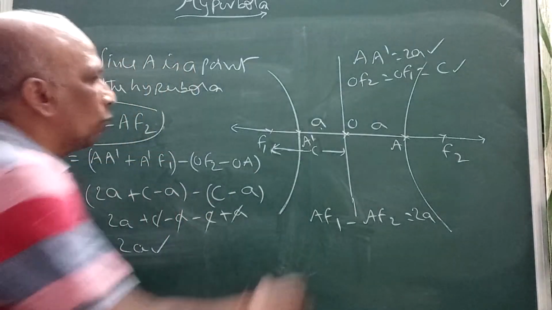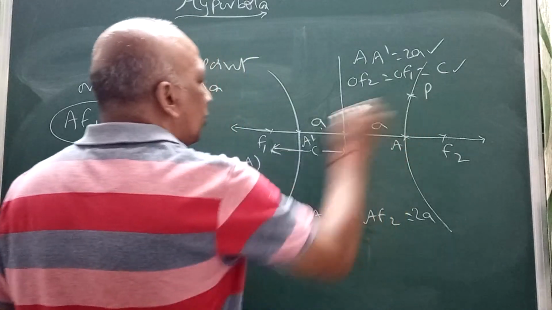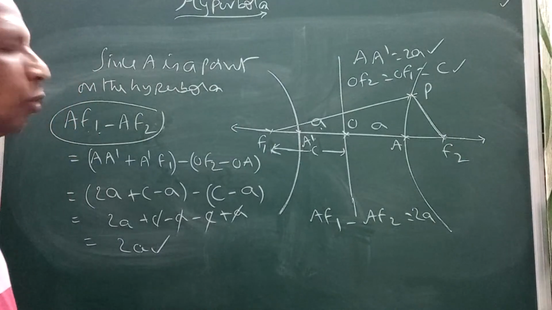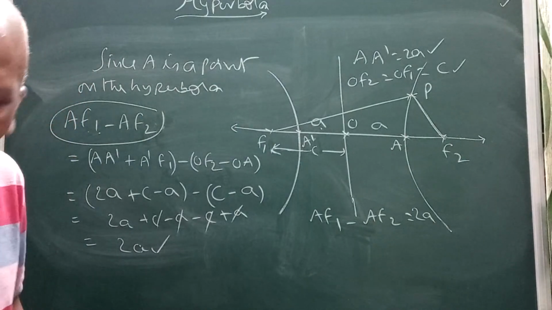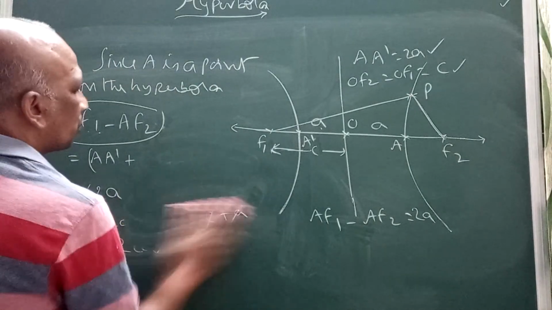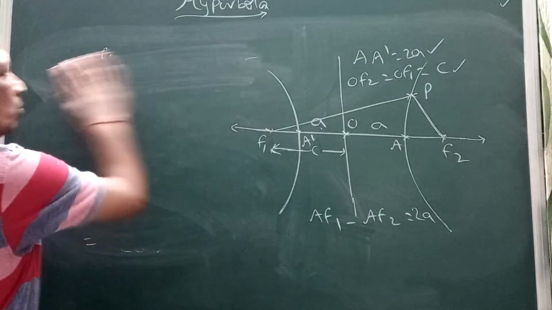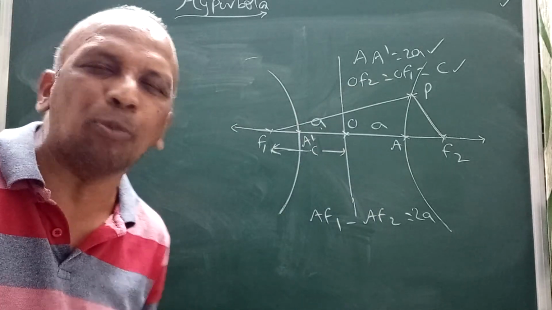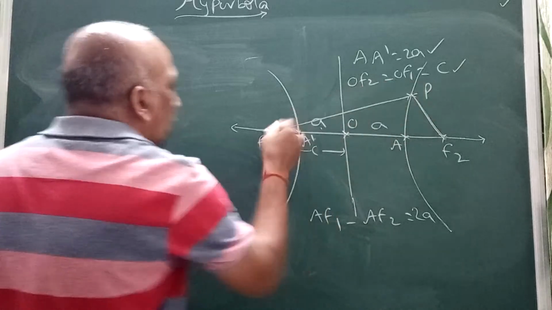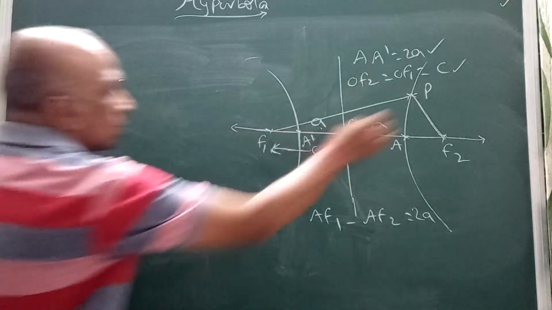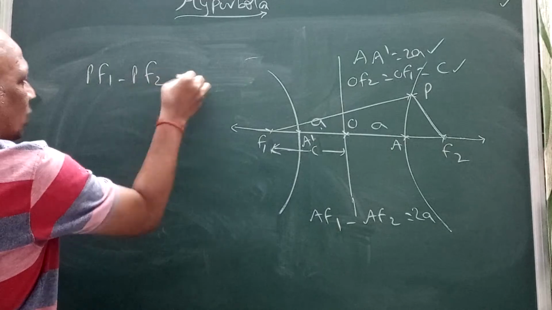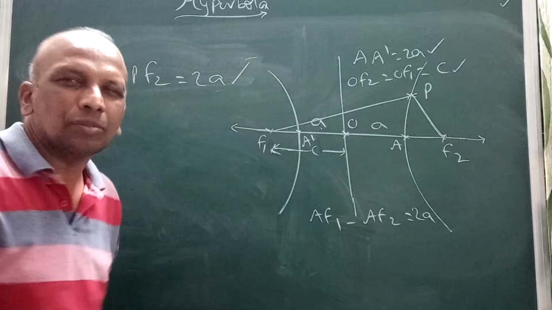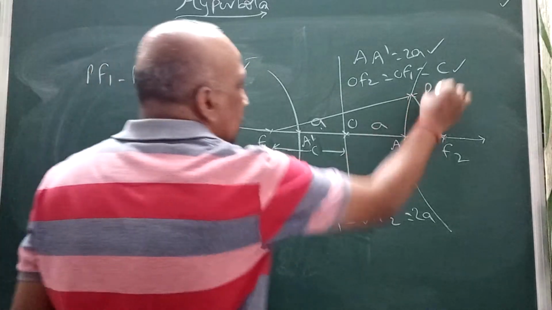Before that, suppose you take one point P here. If you take a point P, I can join this. P is a point on the hyperbola. When P is a point on the hyperbola, I can write PF1 minus PF2, the difference, is always 2a, which is to be proved. Take P as the point x comma y.